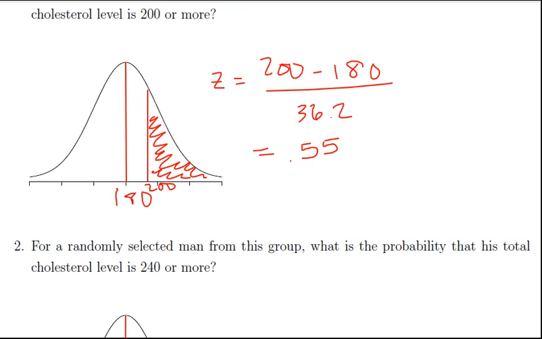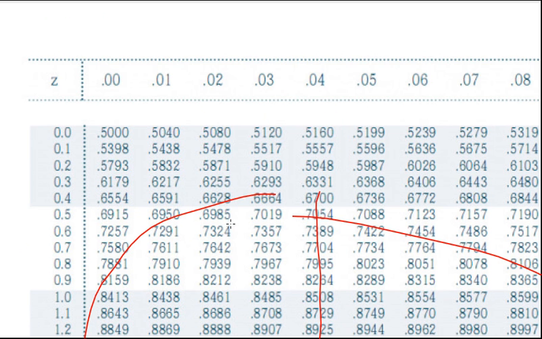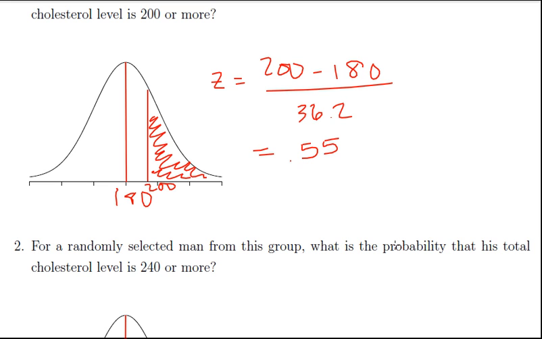Then I'm going to look at the normal table, and I'm going to look up 0.55. So here's 0.5, and here's 0.55. So the area to the left is 0.7088. Okay, so that's this area right here, 0.7088. I know I want the area to the right, and so I need to subtract from 1. And so I get 0.2912.